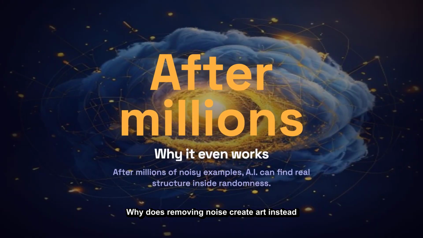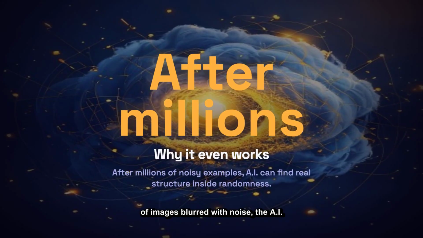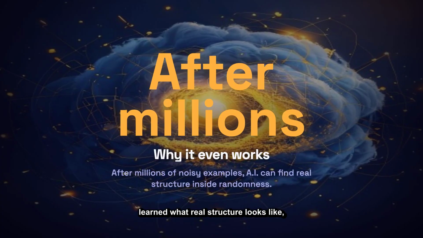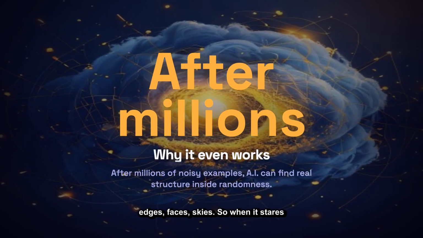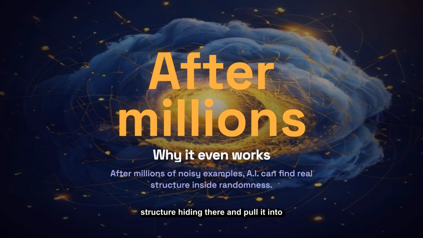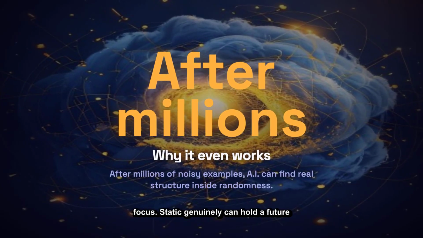Why does removing noise create art instead of mush? Because by training on millions of images blurred with noise, the AI learned what real structure looks like: edges, faces, skies. So when it stares into pure randomness, it can find familiar structure hiding there and pull it into focus. Static genuinely can hold a future picture.